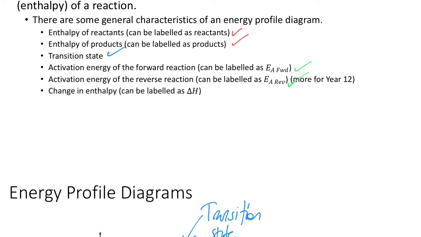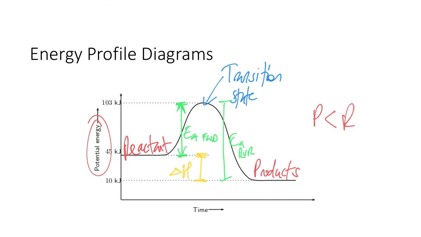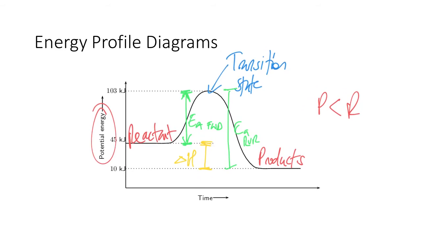We did that. And then finally, the change in enthalpy, which we'll do in yellow. What is that? That's the change between the reactants and the products. That's the change in the enthalpy there, and that will be labeled as delta H. Okay, so you've probably seen all of those before, hopefully when we did exo and endothermic reactions.